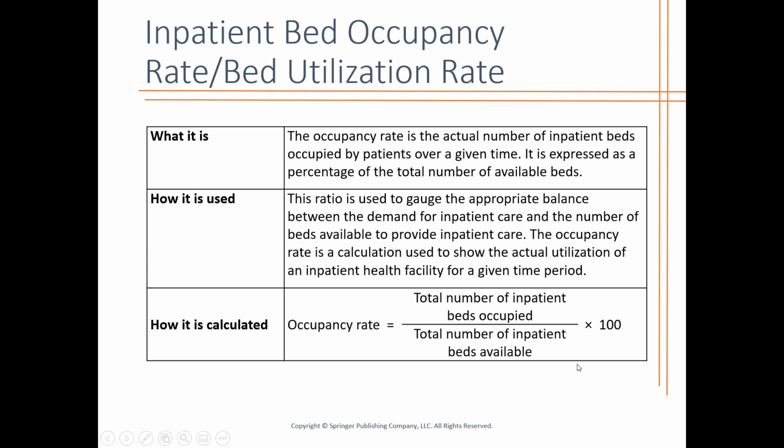Inpatient bed occupancy rate, or bed utilization rate. The occupancy rate is the actual number of inpatient beds occupied by patients over a given time. It is expressed as a percentage of total beds. The ratio is used to gauge the appropriate balance between demand for inpatient care and the number of beds available to provide it. The occupancy rate is calculated, shown below, to show the actual utilization of the inpatient health facility for a given time period. The way you would calculate the occupancy rate is total number of inpatient beds occupied divided by the total number of inpatient beds available times 100.